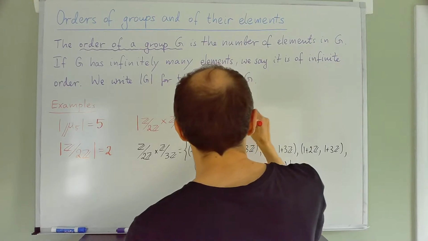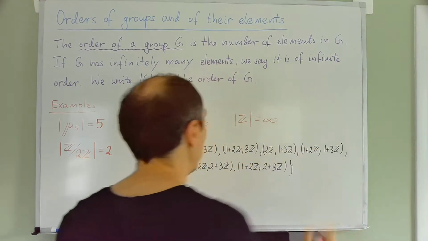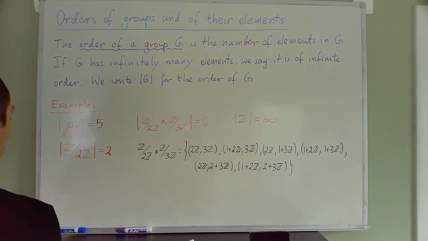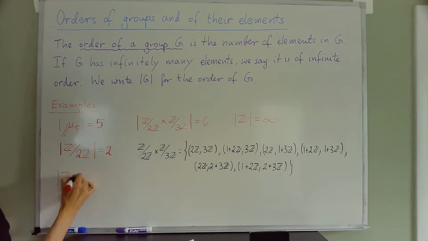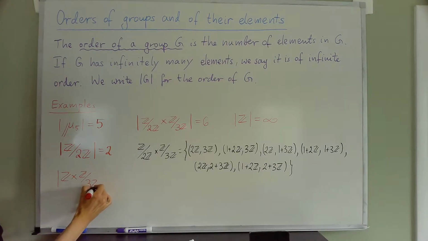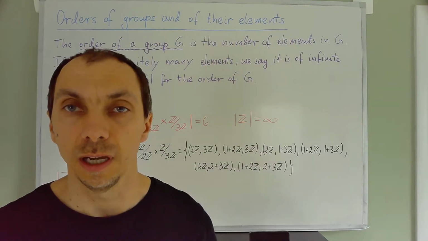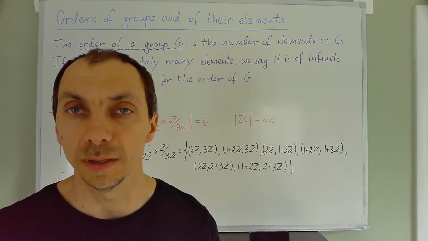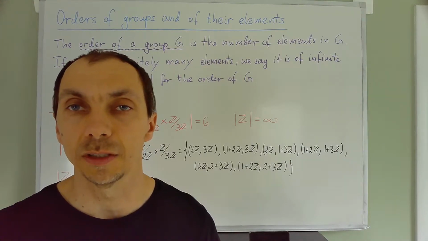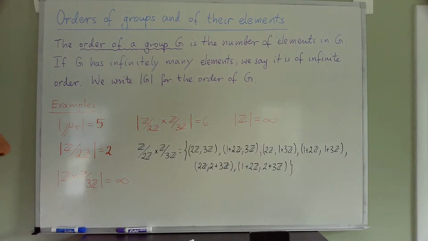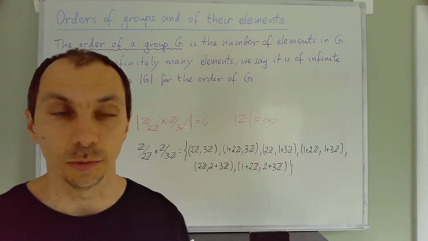What's the order of Z? Well, unsurprisingly, Z has infinitely many elements, so the order is infinite. What about something like Z cross Z mod 3Z? Well, look, even if I put just 3Z on the second coordinate, how many choices do I have for the first one? I can put any integer I want, comma 3Z, and that's already infinitely many elements. So this group is infinite. So that's a pretty simple notion, the order of a group.